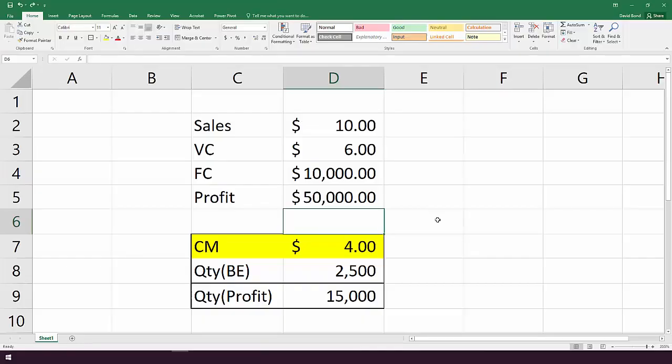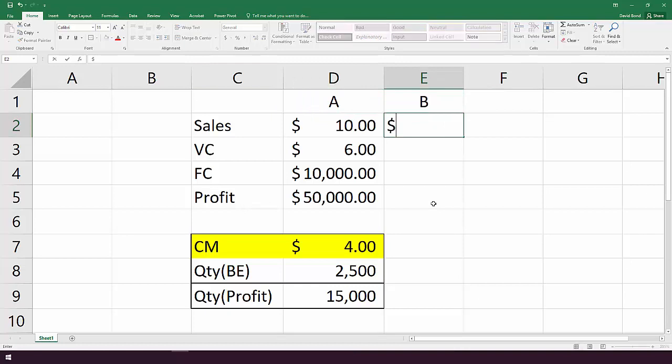So we have a single product here. Let's just add in another product. So this is product A, this is product B. And we're going to make a sales price. It's going to be pretty similar. We'll make it 14 and we'll make this 9.